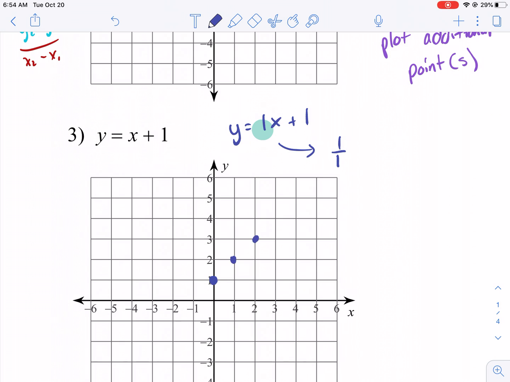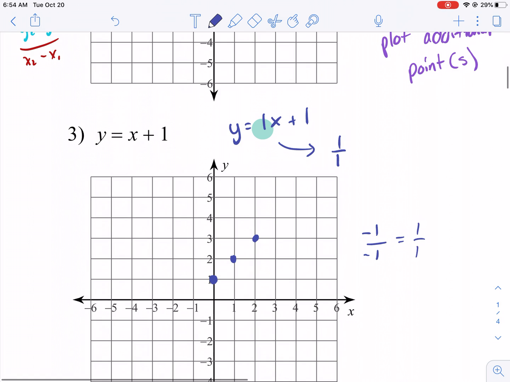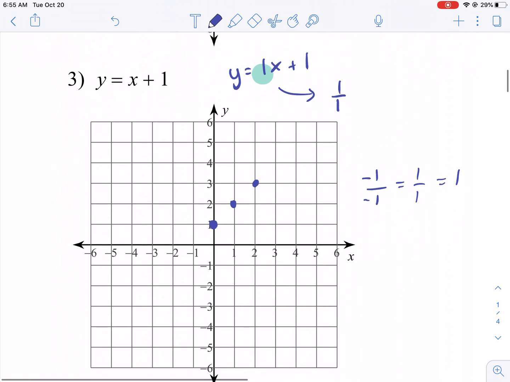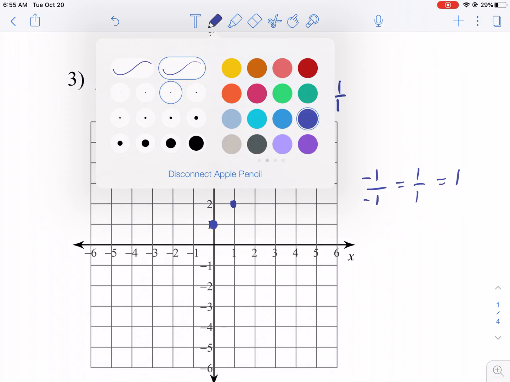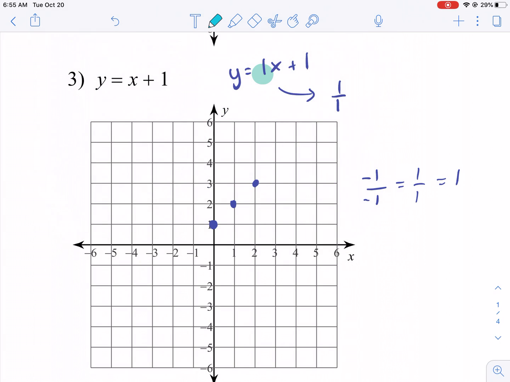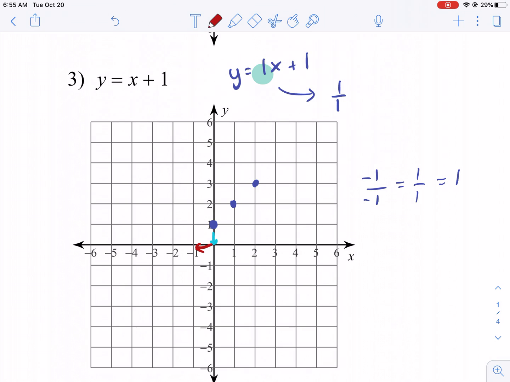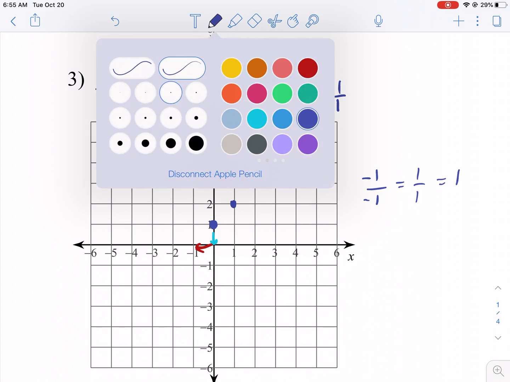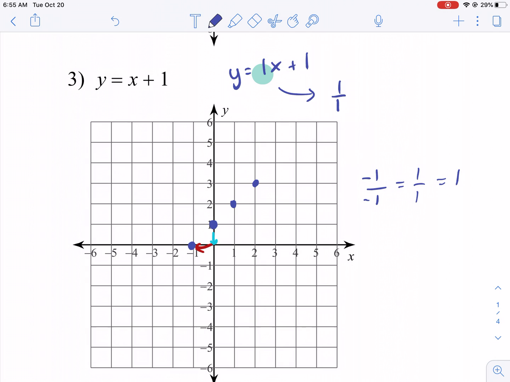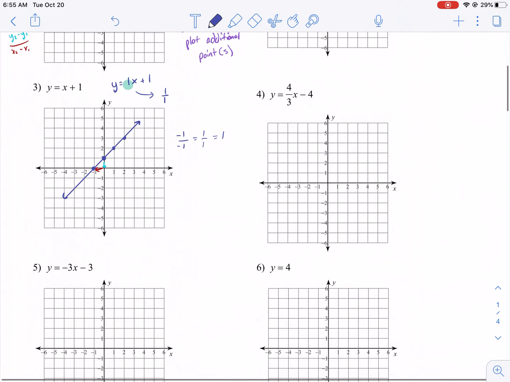I can even go backwards. I can make it -1 over -1, because negative divided by negative is the same thing as positive, the same thing as a positive slope. These are all the same thing. So if I went negative direction, okay, down 1, and I went the negative x direction, which I don't like to do, but I'm just showing you can do it, because I think it confuses people. So if this confuses you, don't worry about it. But I'm just saying you can go backwards too, as long as you create an equivalent fraction.